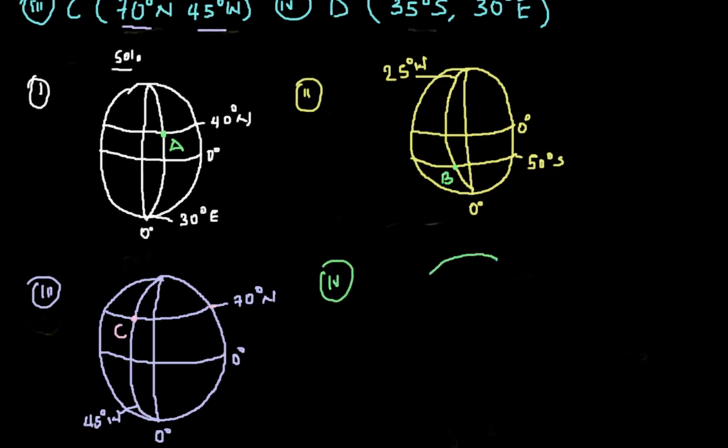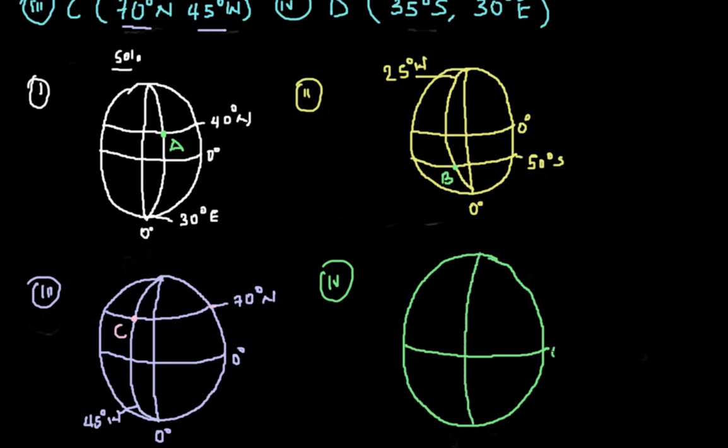So we draw the globe. We have the equator. We have the prime meridian, 0 degrees, 0 degrees. Now we have 35 degrees south, that is below the equator, not too far. 35 degrees south. And then we have 30 degrees east, which is on the right of the prime meridian, not too far too. So this is 30 degrees east.